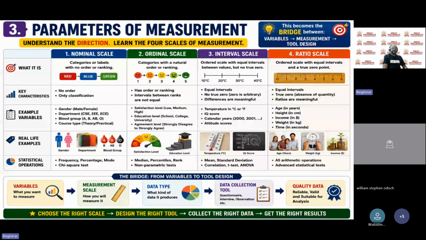with an expert statistician. So the bottom line or the foundation for this board is: choose the right scale, design the right tool, collect the right data. These three, then you'll get the right results. So this is just for your understanding of what the parameters of measurement are, because if you know it, you will understand which are the ideal statistical tests for that.